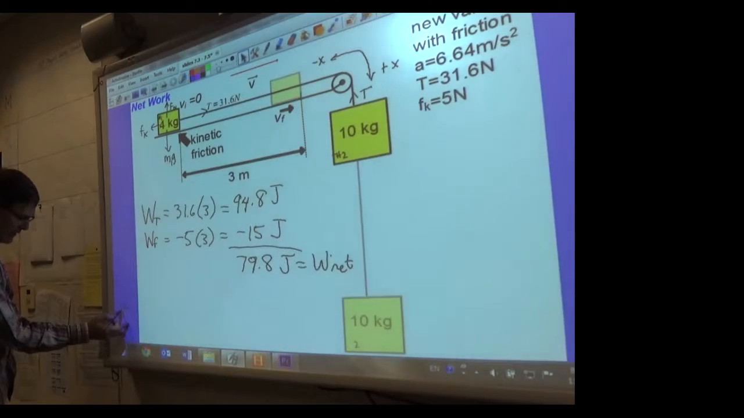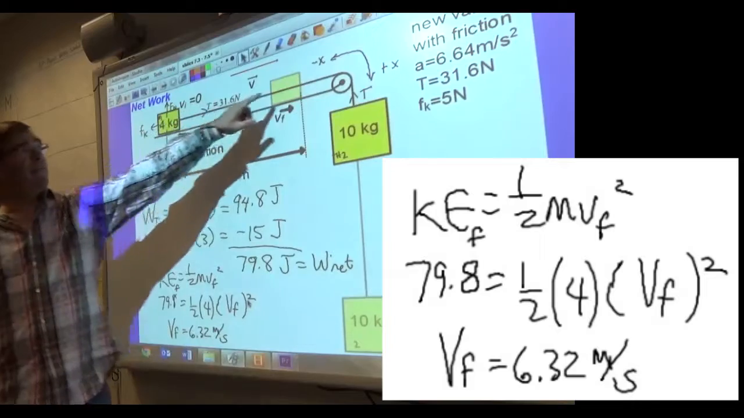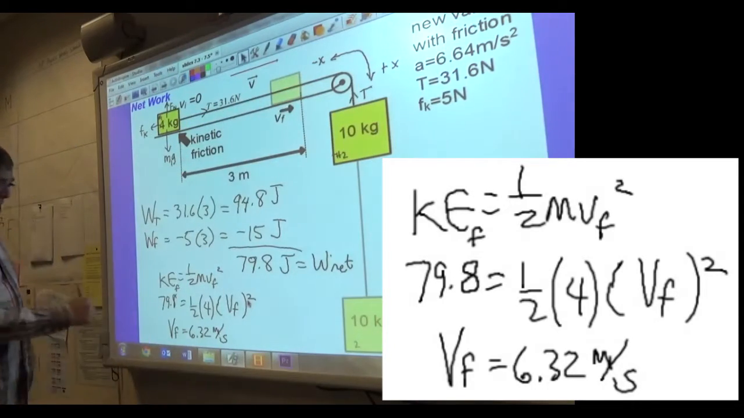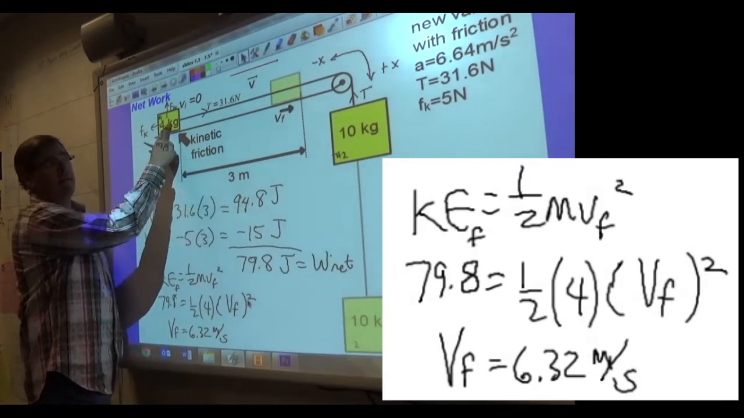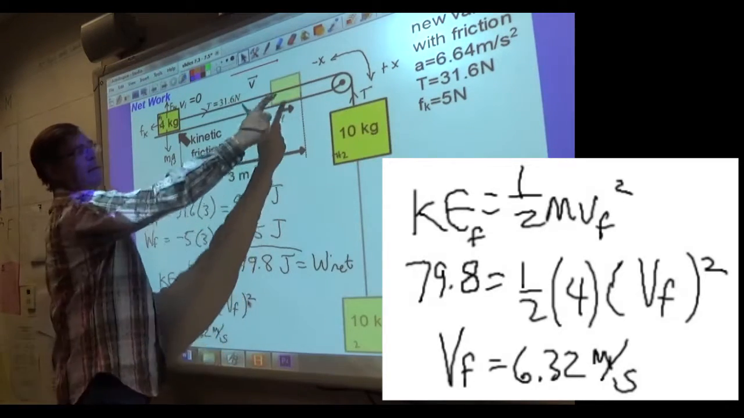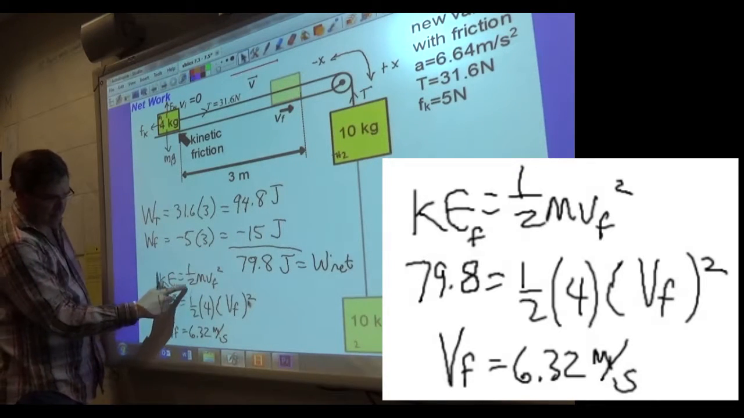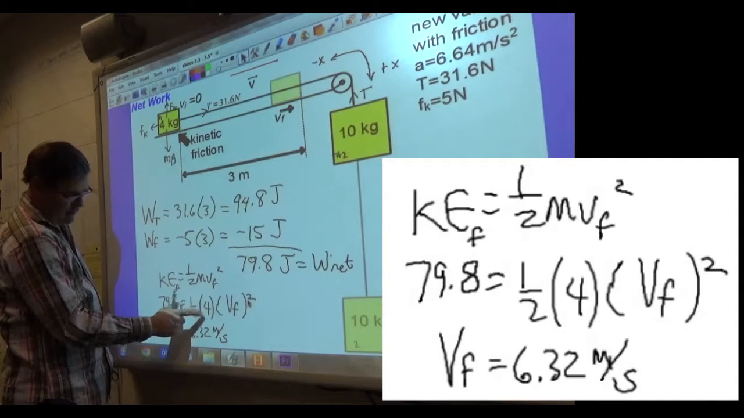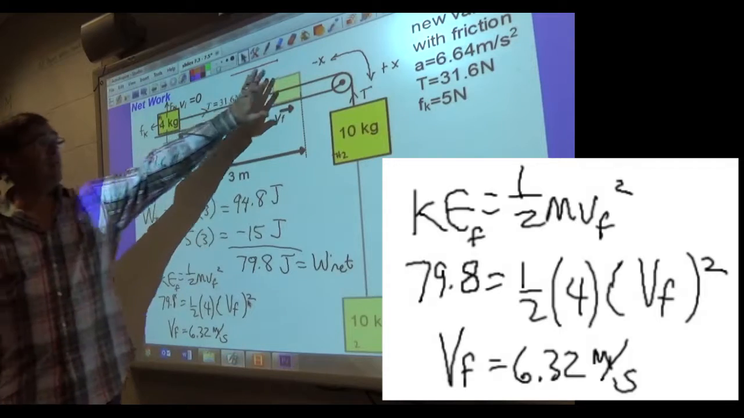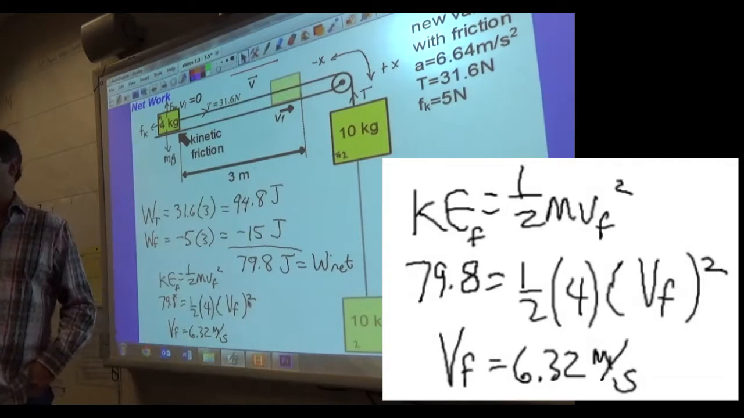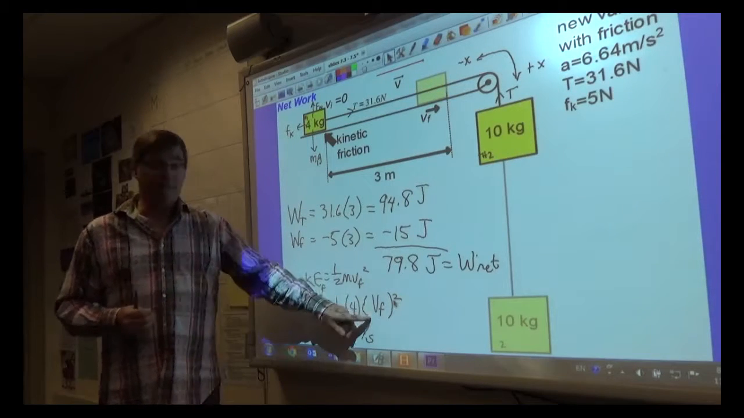And if I wanted to use that to calculate the velocity of the block as it reaches this location, I can say kinetic energy, if it had 0 here and the delta is 79.8, then I have 79.8 here. So I take that 79.8 and set it equal to 1/2 mv squared, and I know the mass of the block. I solve for the final velocity, and I can figure out how fast it's going here, 6.32 meters per second. So now you see we've got a different way of coming up with the final velocity.